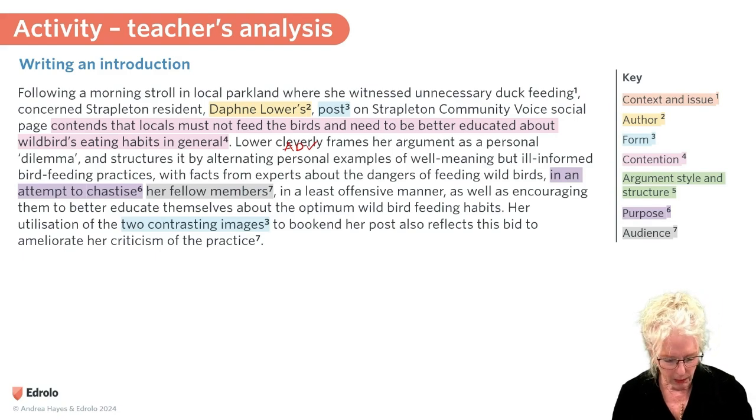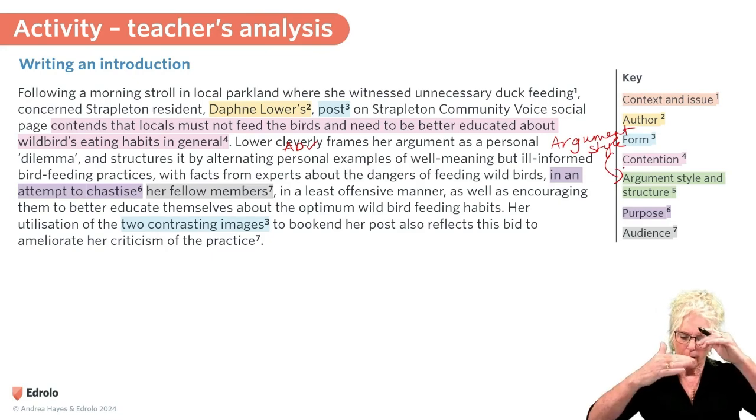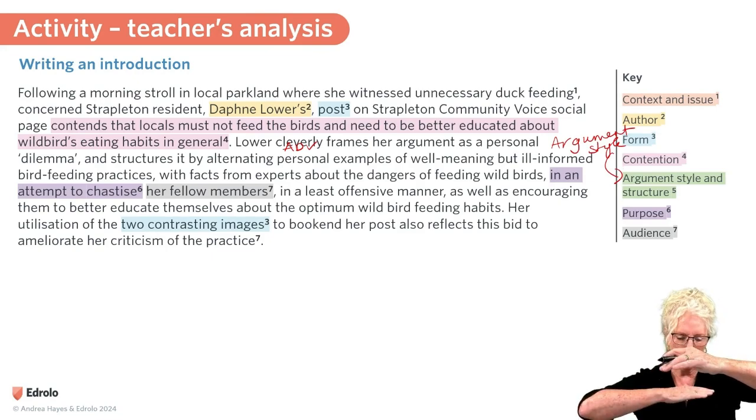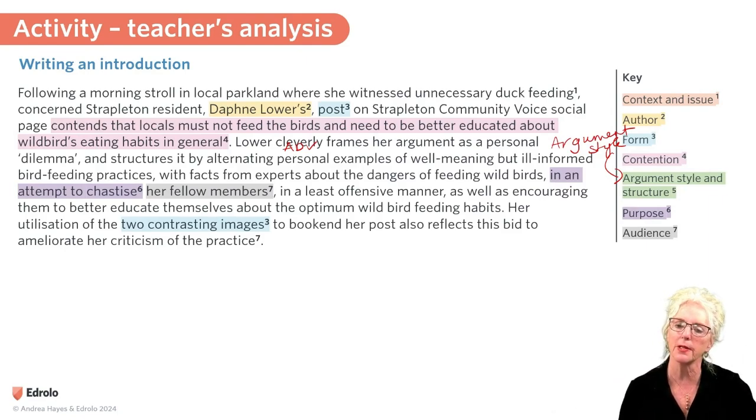So here, really, this should be green. This is all argument style. So it's alternating personal examples of well-meaning but ill-formed bird practices with the facts from the expert. So it's like, I suppose I don't want to say overview because it really is just her style. She does this in an attempt to chastise, good word. So that is like to criticise her fellow members.